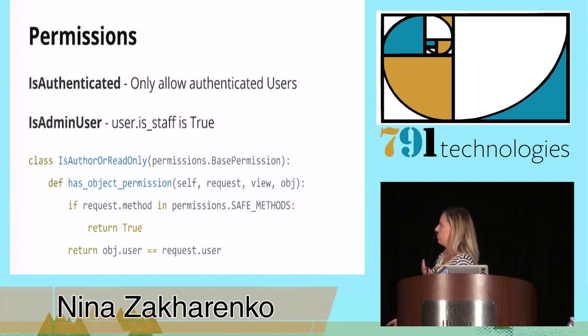So before our endpoint is hit, that object is passed into this permission method. And we check if our method is in the safe methods, such as get. Go ahead, let them see it. If they're trying to call something destructive, like a delete, make sure that the object user is the same as the request user.